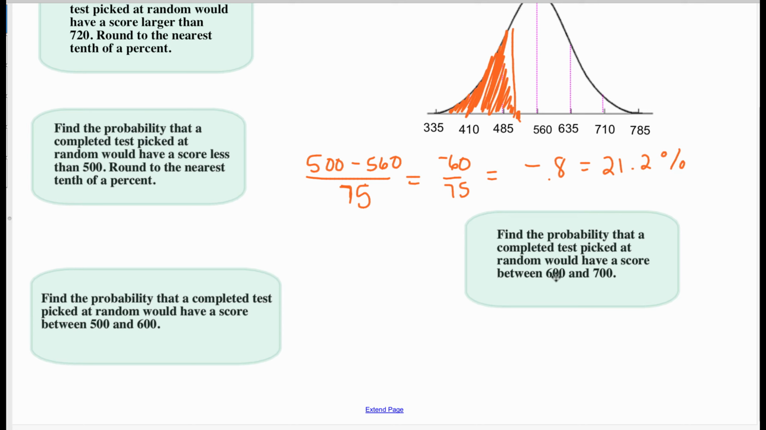And again, this is the same thing as yesterday. I'm just going to finish out this page very quickly. Find the probability that a completed test picked at random would have a score between 500 and 600. Well, 500 again is somewhere there. 600 is somewhere there. And I'm trying to find this area in between. What percentage probability of that area is covered by the bell curve?